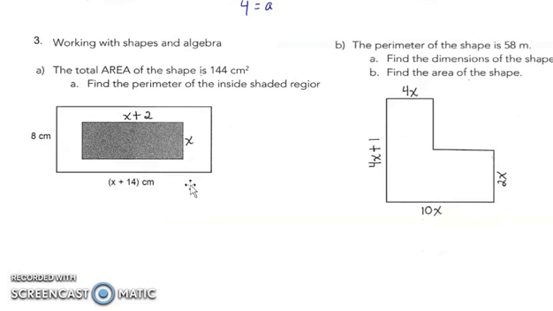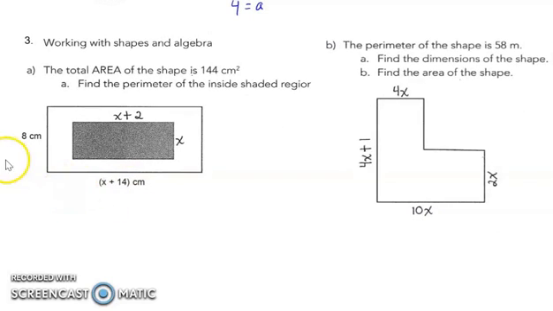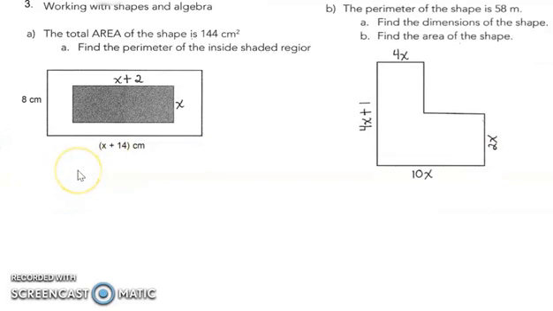All right, number 3 is talking about the shapes, which you may have seen before, where we have to figure out the value of x so that we can figure out the perimeter of the inside shaded region. What other information do I know? Well, I have the area as 144. So I can use my area formula, which is area equals base times height. In this case, for the outside shape, it's going to be 8 times x plus 14.